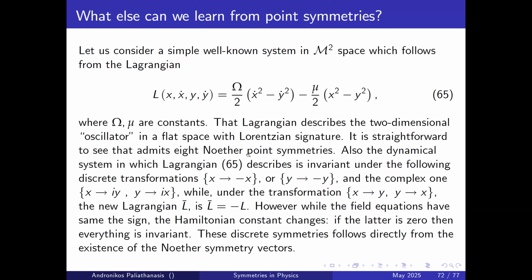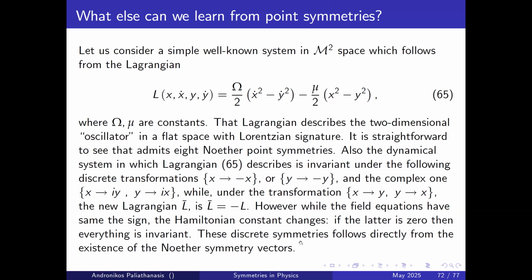It's straightforward to see that there are eight Noether point symmetries. Also, the dynamical system which the Lagrangian describes is invariant under the following discrete transformation. We change x to minus x and y to minus y, then the Lagrangian is the same. While under the transformation x to y, y to x, the new Lagrangian is L bar equal to minus L. So nothing changes with this transformation. However, while the field equations have the same form, the Hamiltonian constraint changes. If the latter is 0, then everything is invariant.